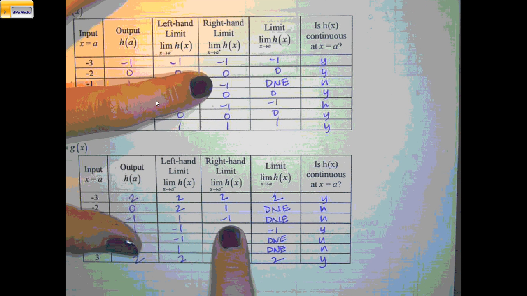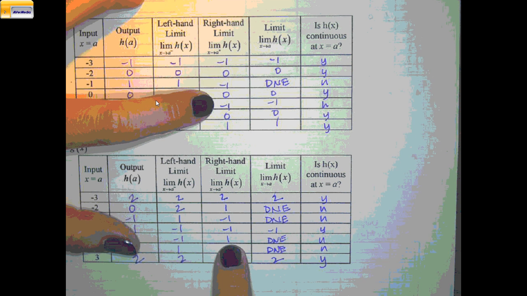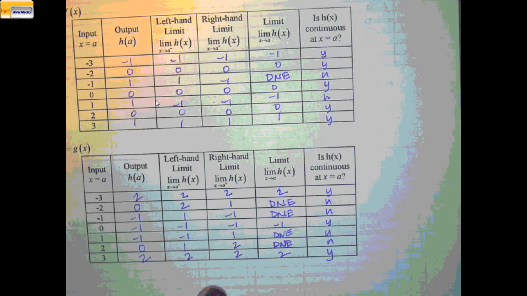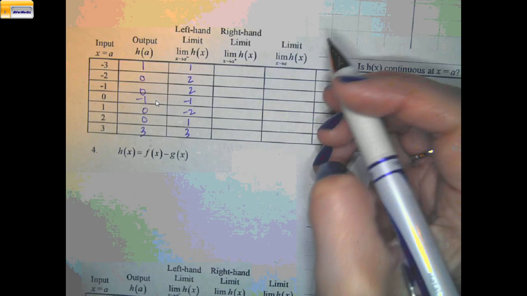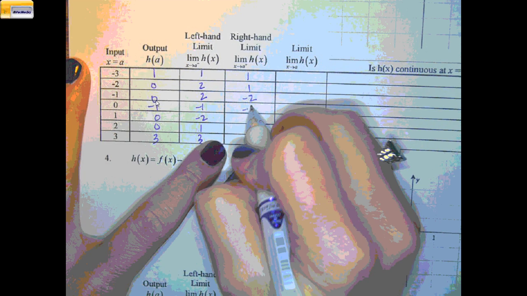-1 plus -1 is -2. 0 plus -1 is -1. -1 plus 1 is 0. 0 plus 2 is 2. 1 plus 2 is 3. All right, next Smith, what we got? 1, 1, -2, -1, 0, 2, 3.